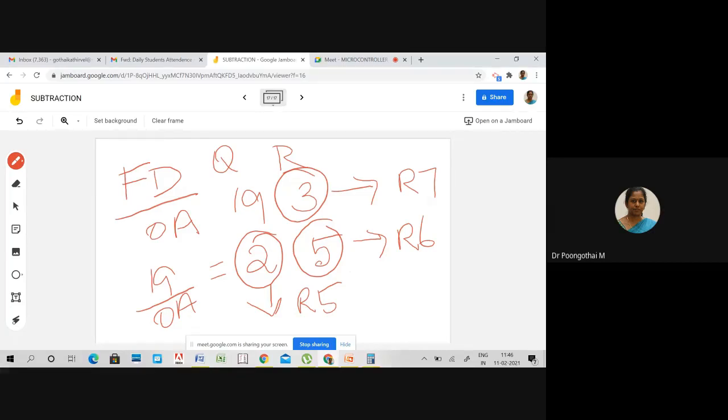Is that clear? Any doubts? Why are we dividing by 0A, ma'am? 0A is equivalent to 10, dividing the digits one by one, by radix. That's a simple mathematical operation. That is separating your LSB and MSB by dividing by 10, separating digit by digit. Okay.